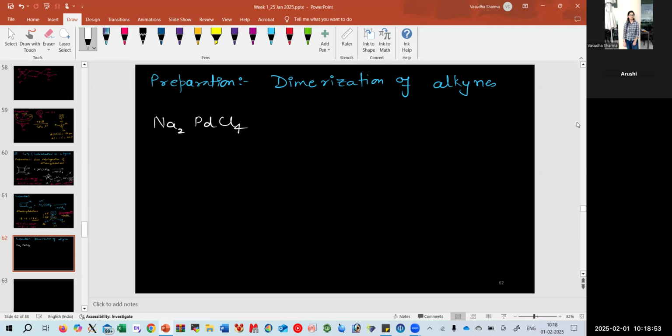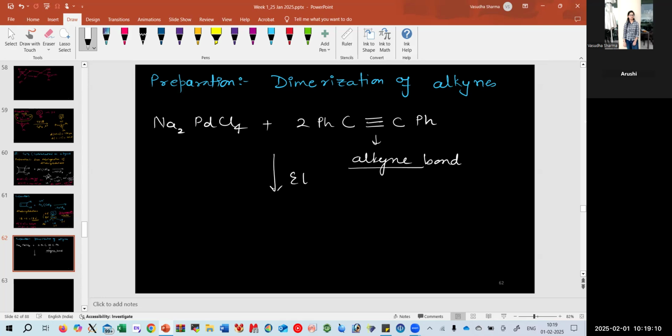Thank you. So Na2PdCl4 is treated with 2 molecules of alkyne, this bond is referring to the alkyne bond, in a medium of ethanol. So here, if you see, this is palladium in +2 state, and we have an alkyne, and it is being given ethanol as the medium.